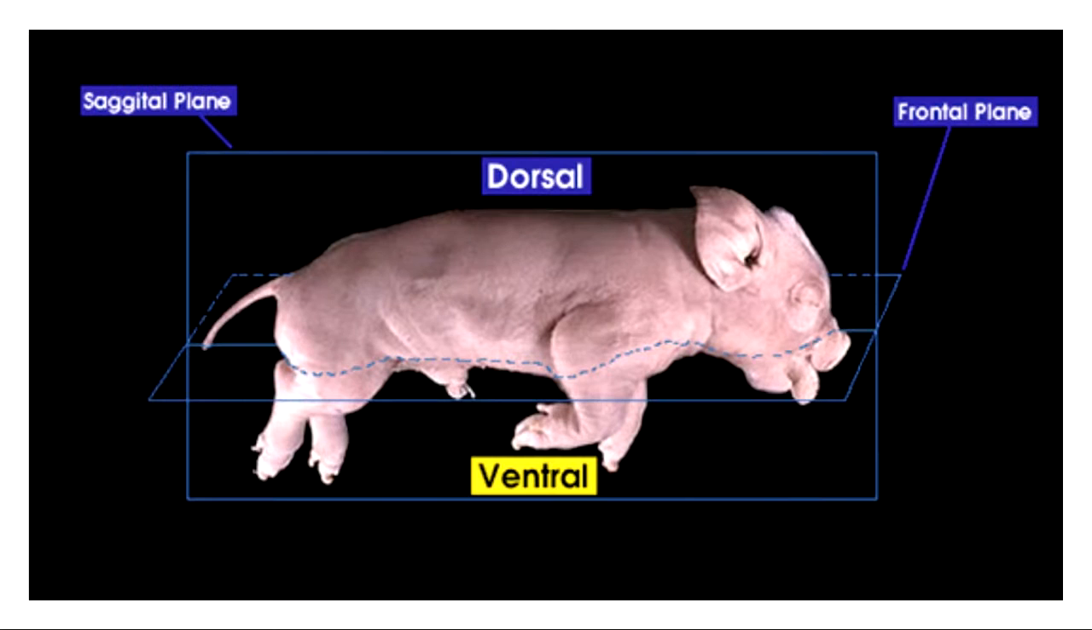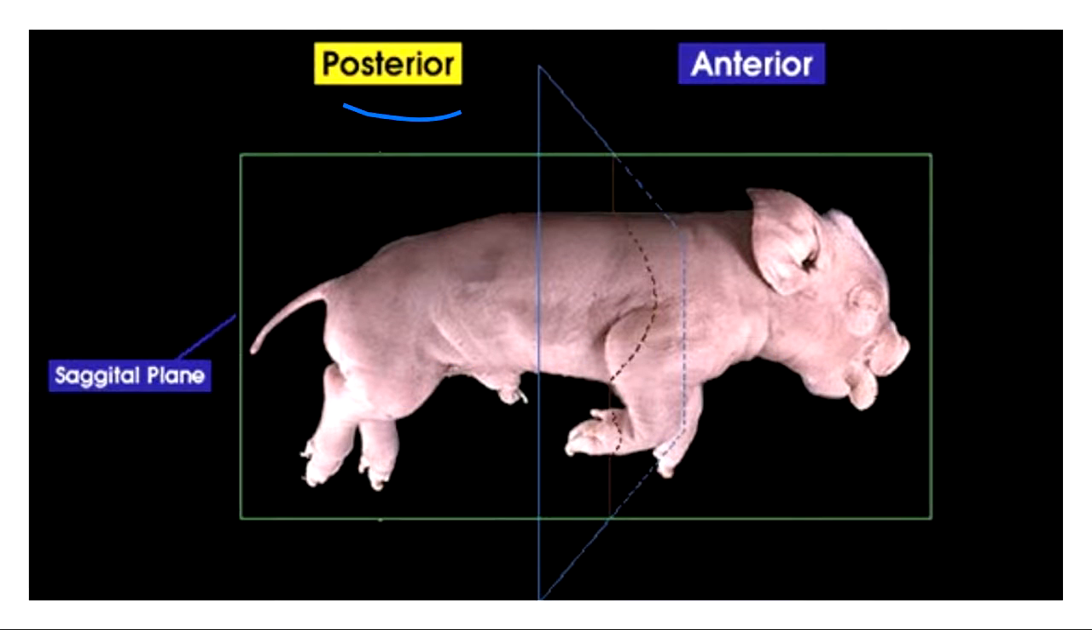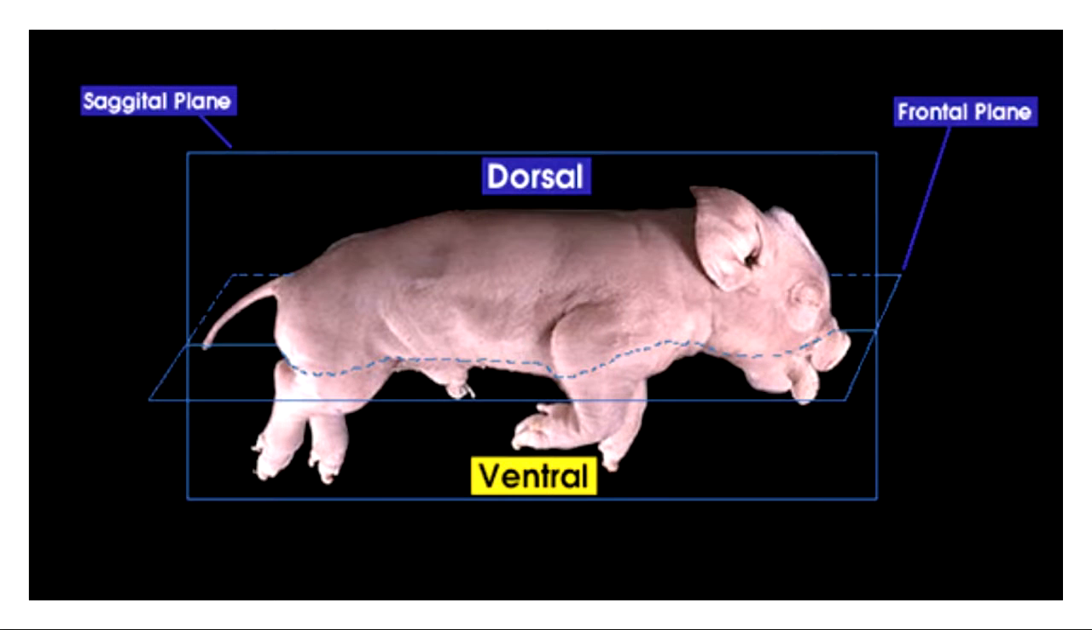And you have also the dorsal side and the ventral side. Ventral being towards the belly, dorsal towards the back. So remember these two. You have posterior, anterior, and these two, dorsal and ventral, and they are not interchangeable with each other.